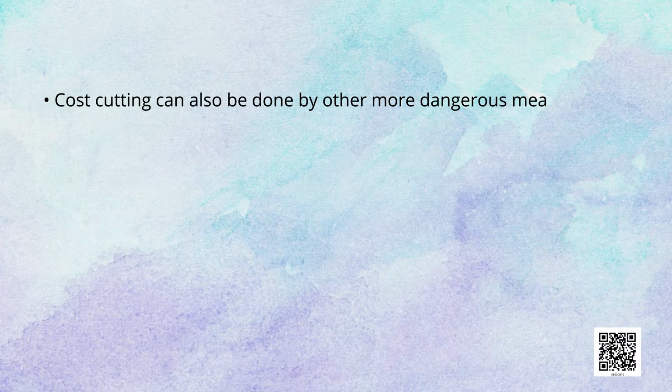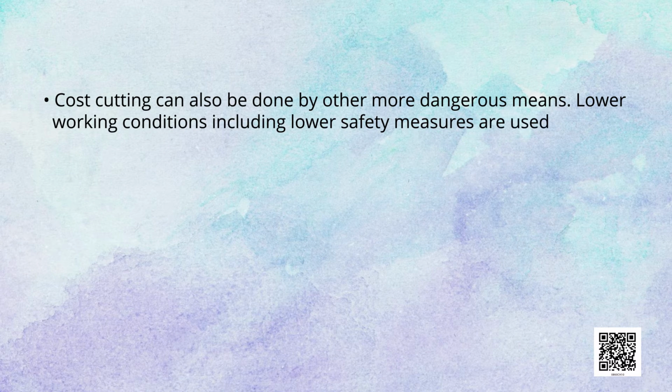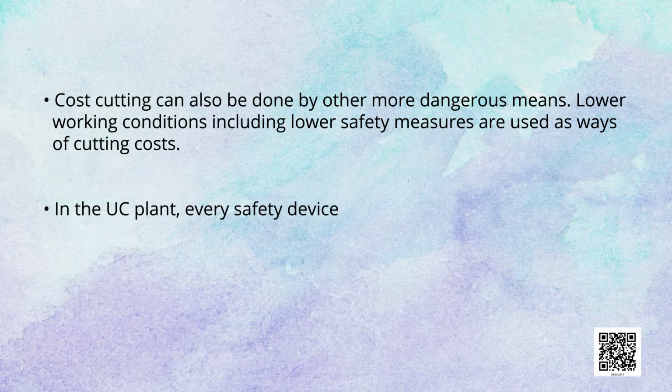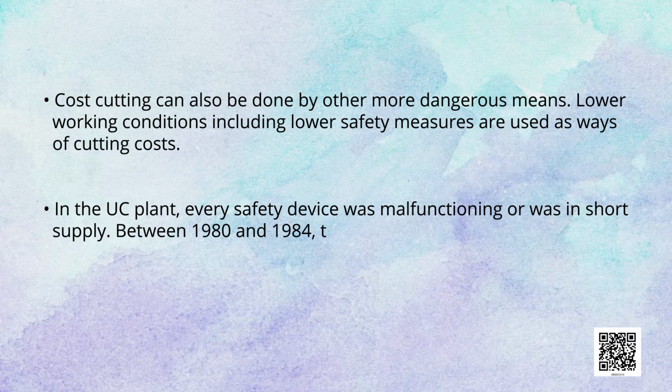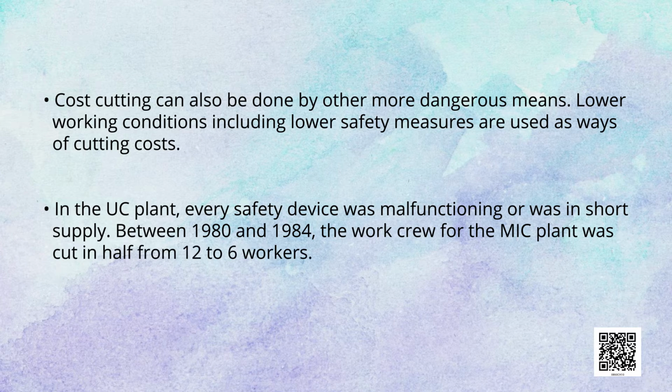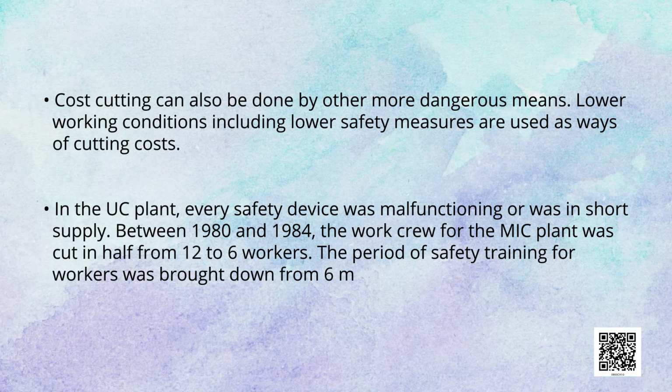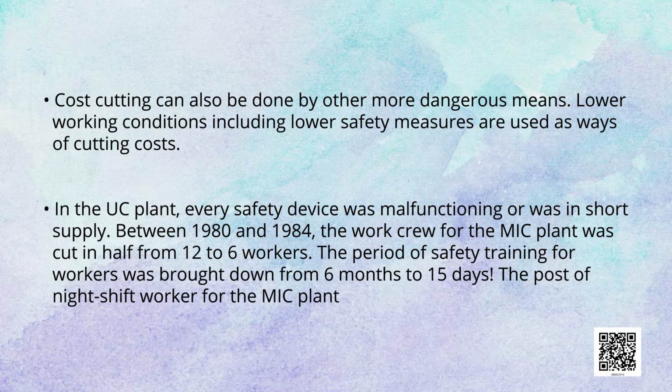Cost cutting can also be done by other more dangerous means. Lower working conditions, including lower safety measures, are used as ways of cutting cost. In the UC plant, every safety device was malfunctioning or was in short supply. Between 1980 and 1984, the work crew for the MIC plant was cut in half from 12 to 6 workers. The period of safety training for workers was brought down from 6 months to 15 days. The post of night shift worker for the MIC plant was abolished.